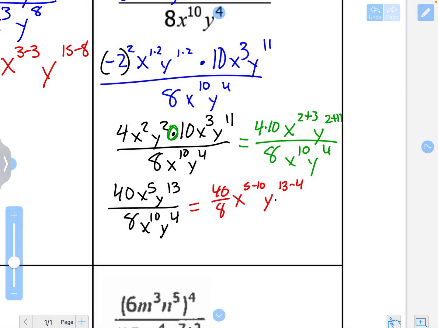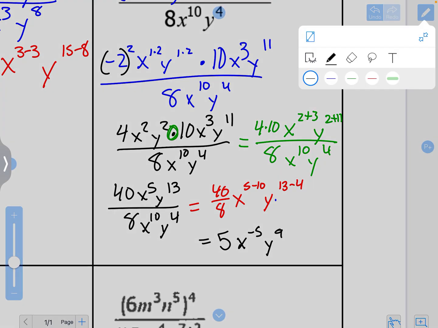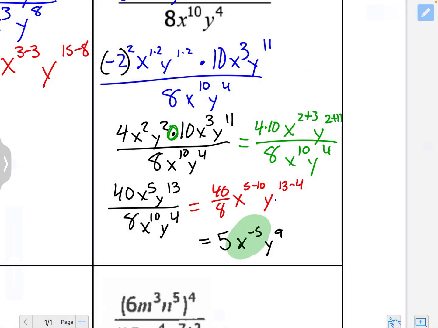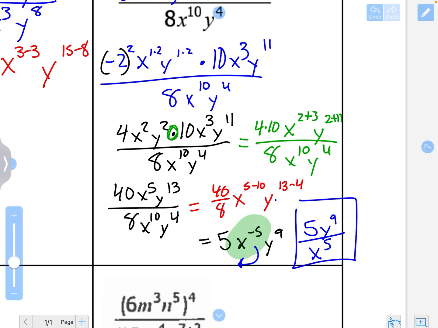So when we simplify, 40 divided by 8 is 5. I get x to the -5, and I get y to the 9th. So remember, we cannot have negative numbers in our exponents. So when it comes time to simplify this, I need to flip this to the bottom of my fraction. So I'm going to write 5y to the 9th, and it's all going to be over x to the 5th. And that is my answer.